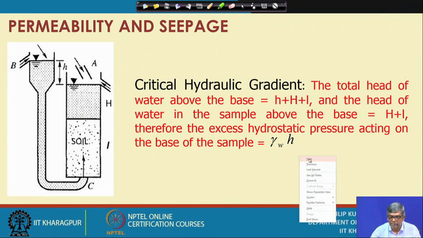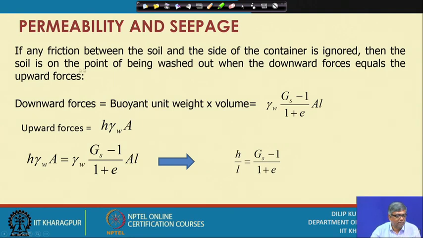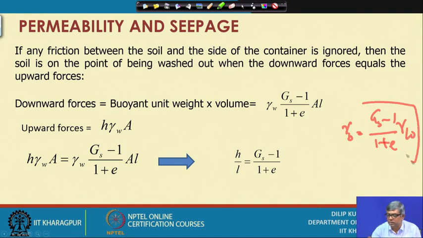So, if I ignore that, then the soil is on the point of being washed out when the downward force equals the upward force. So, how much is the upward force and how much is the downward force? The downward force will be equal to the buoyant unit weight into volume. The submerged unit weight we have derived before: gamma b equals (G s minus 1) by (1 plus e) times gamma w.